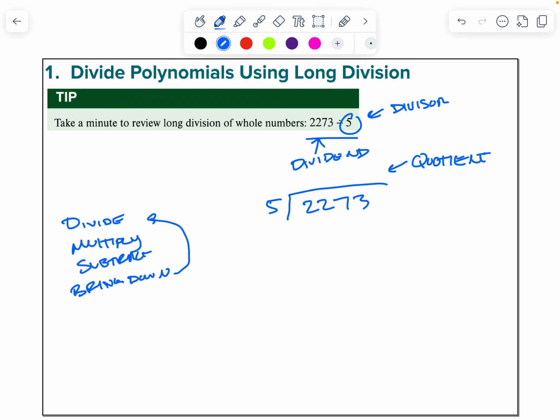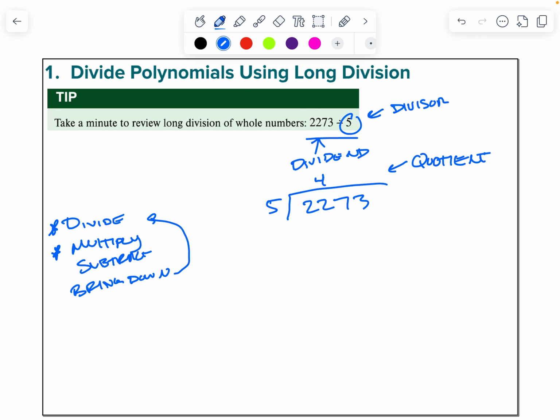So let's look at the example that we have. 5. We say first, can we divide 2 by 5? No, we can't. Can we divide 22 by 5? Yes, we can. And we're going to basically say 22 divided by 5 in the calculator and see what that number is. 22 divided by 5 is 4 point something in the calculator. So we put our 4 at the top. That's the divide step.